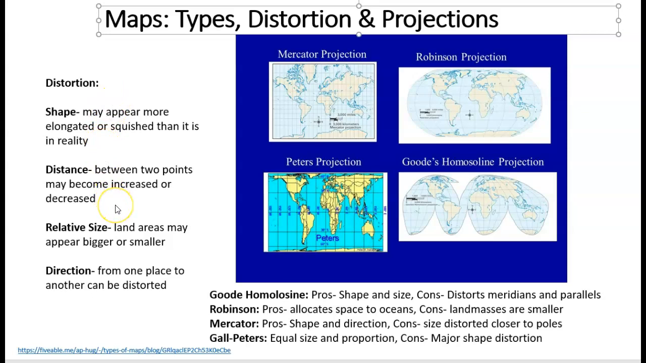Distance can be distorted, so that's the distance between two points becoming increased or decreased. Relative size is also distorted. Land areas may appear bigger or smaller. And then direction from one place to another can be distorted. So let's look at a few different types of maps and the kind of distortion that may exist on each of them. The first is the Mercator projection.